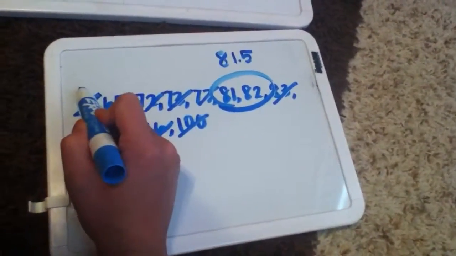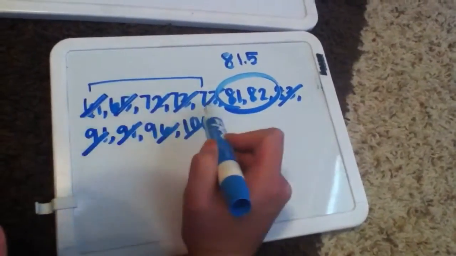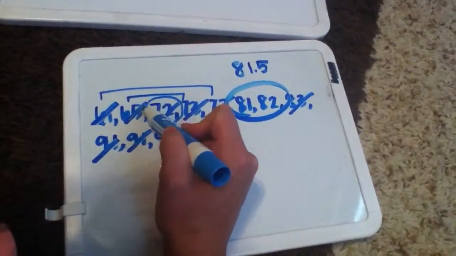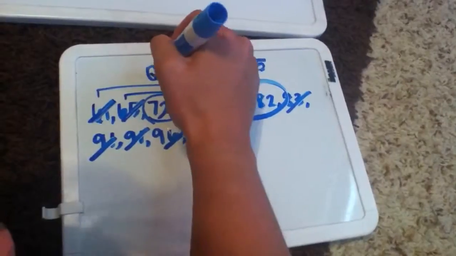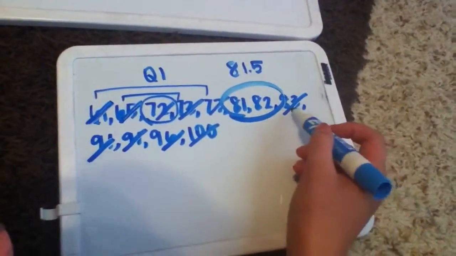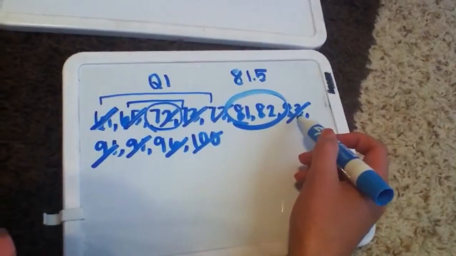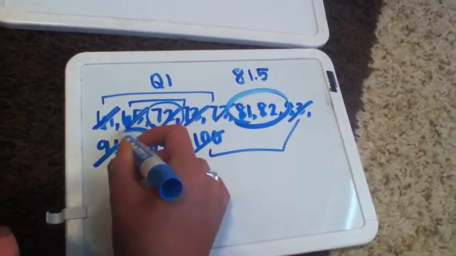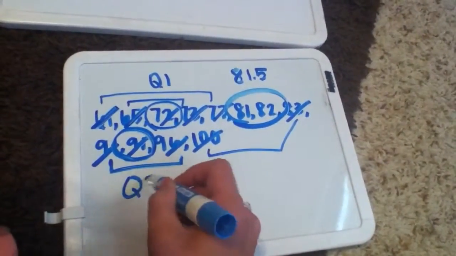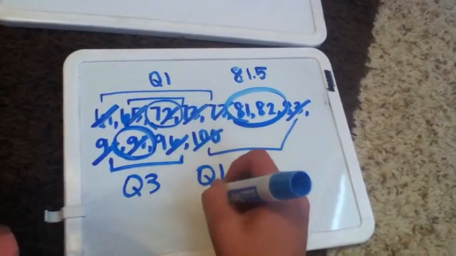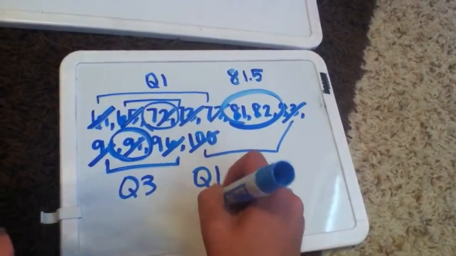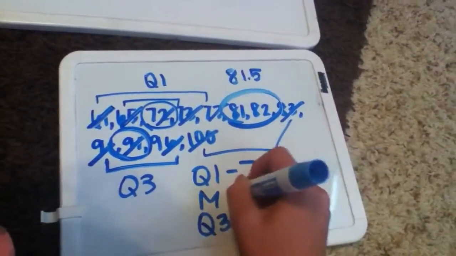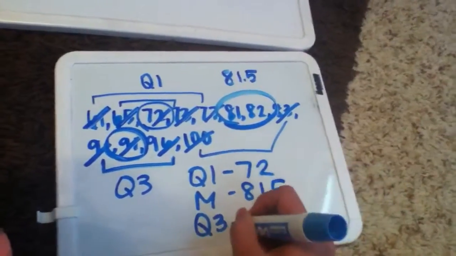The next thing we're going to do is look for the quartiles. So if we look here, this becomes a pair, the 61 and the 73. The 65 and the 73 become pairs. So 72 right here is going to become the Q1. And now we're going to do the same thing. So this 100 and this 83 right here are going to become pairs. These two are going to become pairs, which means 91 is going to be Q3. So right here we have Q1, the median, and Q3. So the Q1 is 72, the median is 81.5, and the Q3 is 91.